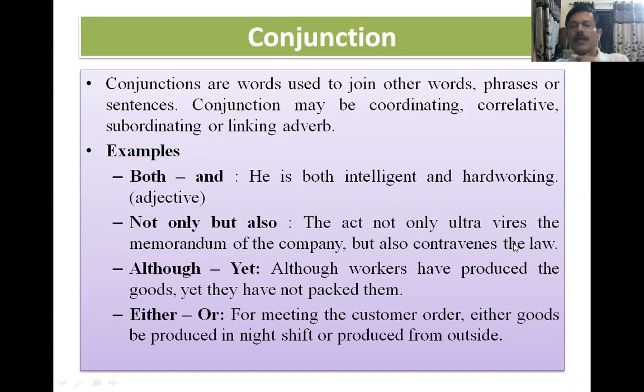Act not only ultra vires the memorandum of the company but also contravenes the law. Next set is although. Although workers have produced the goods, yet they have not packed them. Similarly, either...or: for a meeting the customer order, either goods be produced inside and shipped or produced from outside. These are commonly used conjunctions in sentences.